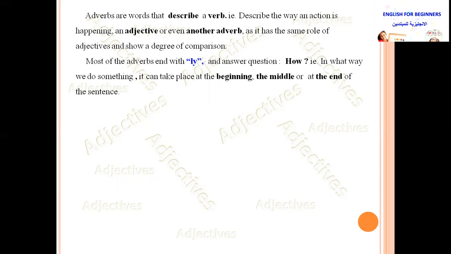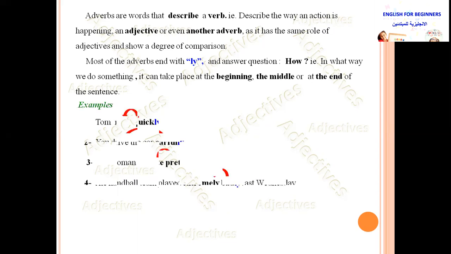Most of the adverbs end with ly. Here I say most of the adverbs and not all of them. قلت معظم الحال وليس كلها تنتهي بحرف ly, which means there are exceptions. هناك استثناءات. And they answer the question how, كيف, where, in what way we do something, بأي طريقة نقوم بالشيء. It can take place at the beginning, the middle, or the end of the sentence. Here is the position of the adverb.